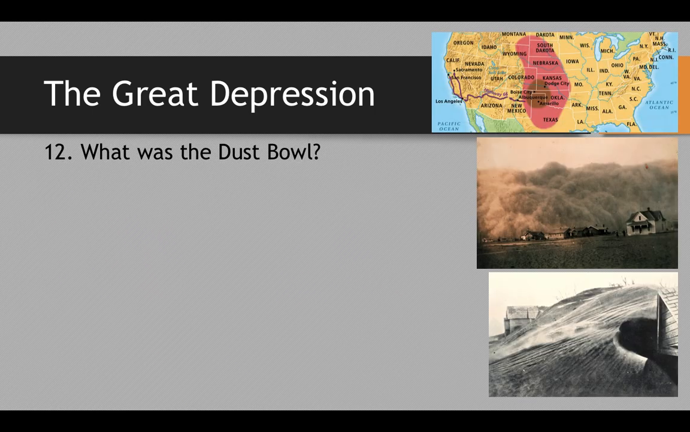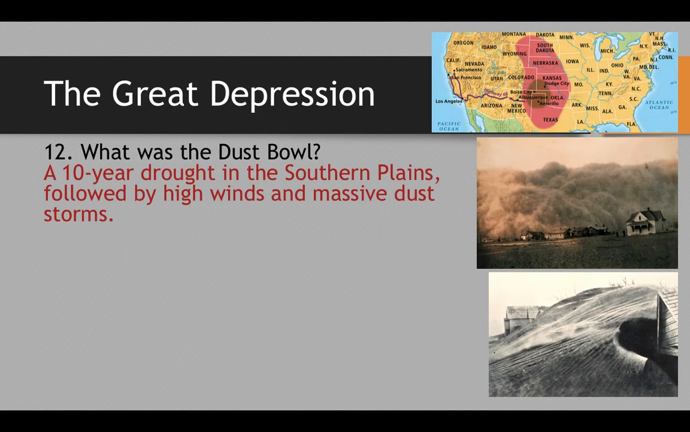So one of the most important aspects of the Great Depression was the Dust Bowl. This is one of the biggest tragedies of this era in history. It was essentially a 10-year-long drought. Now, what's a drought? That's when there's no rain, no water in an area for a very, very long time. There was a 10-year-long drought in the southern plains of America.